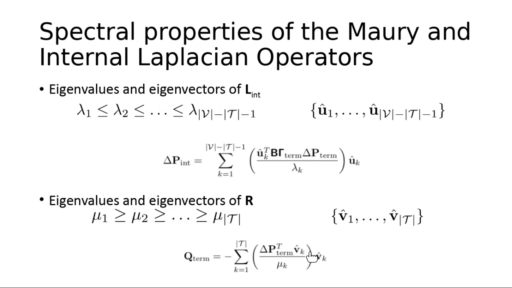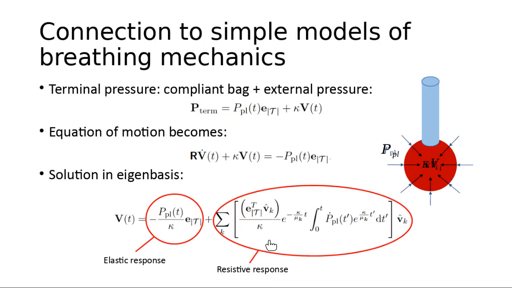So we define the eigenvalues and eigenvectors of these 2 operators, the lambdas and the mu's for R. So lambdas are eigenvalues of this internal Laplacian, so the Laplacian on just the non-boundary condition nodes, and mu's are for R, which is our Maury matrix, which is just acting on our terminal nodes. And if we then think about what our boundary conditions should be, then in a very simple model of the lungs, we might suppose that our alveoli essentially act like elastic bags. So we stick an elastic boundary condition on the system.